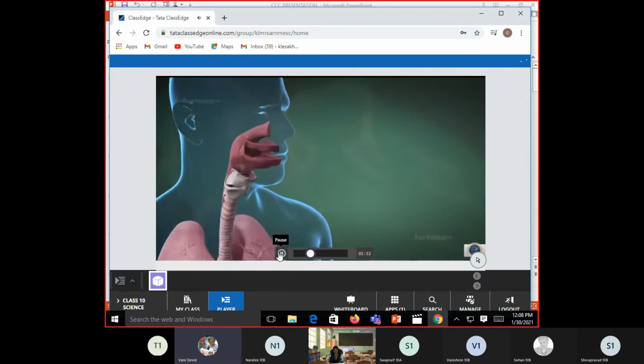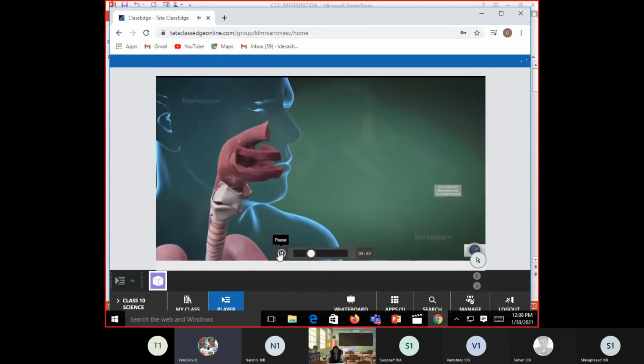The nose is the entry point for air moving into the respiratory system. Your nose opens into a cavity above the upper jaw and then into a space called the pharynx.